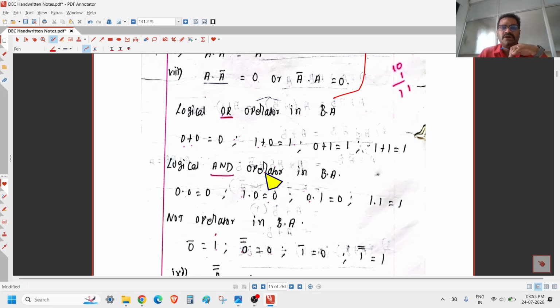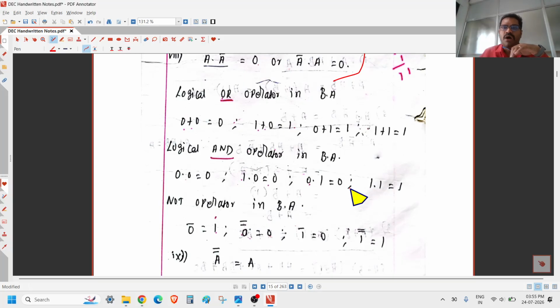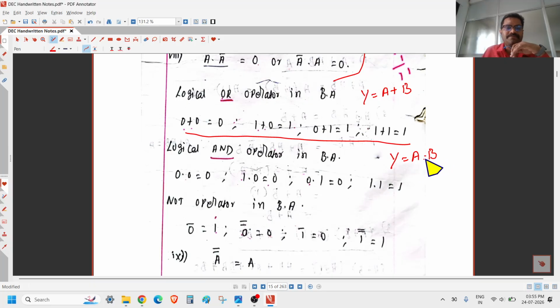The next thing is the logical OR operator. OR means logical addition, that is y is equal to a plus b. So 0 plus 0 is equal to 0, 1 plus 0 is equal to 1, 0 plus 1 is equal to 1, and 1 plus 1 is equal to 1. Then the AND operator, that is y is equal to a into b, a multiplied by b. So 0 dot 0 is equal to 0, 1 dot 0 is equal to 0, 0 dot 1 is equal to 0, and 1 dot 1 is equal to 1.